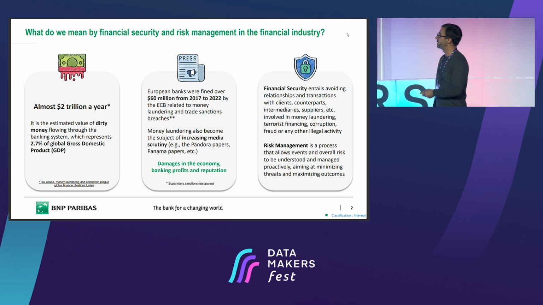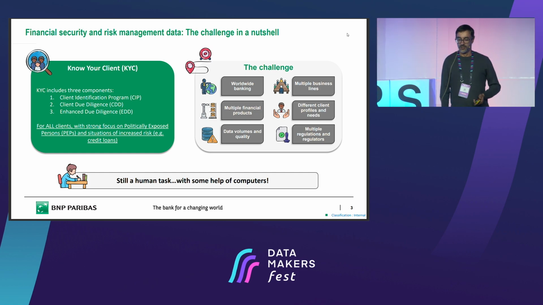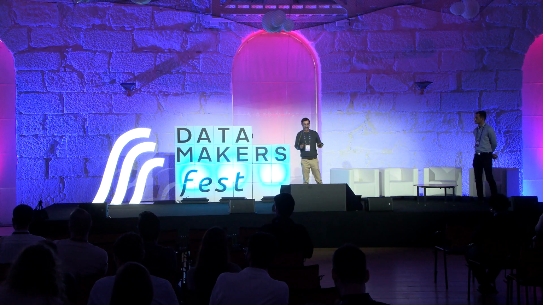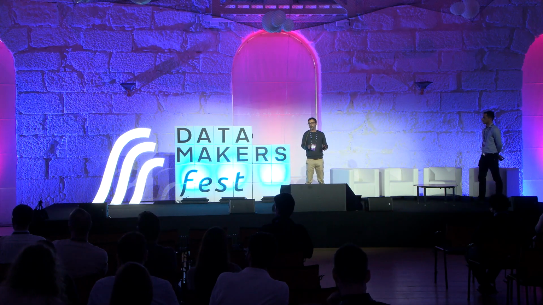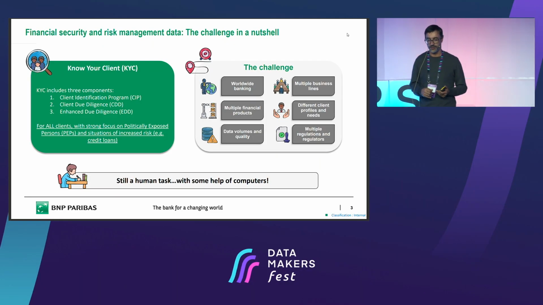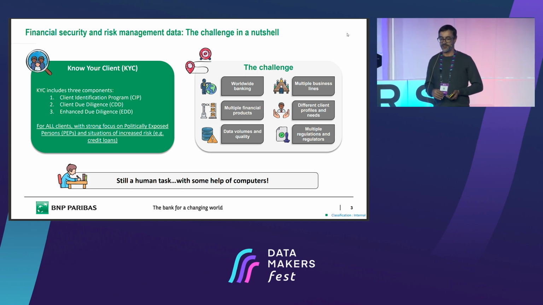So how can we manage the risk? One of the major steps in banking is what we call know your client. This is the phase where we try to collect all information about the client that is possible. It is mainly split into three main areas. The first is the client identification, which is mainly when the client first approaches the bank.